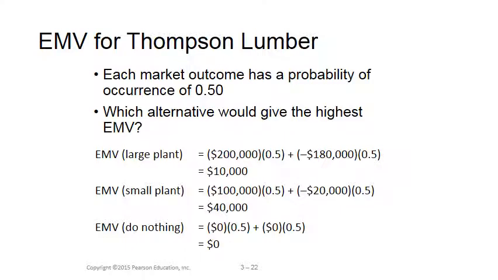Back to our Thomson lumber example, let's say there is a 50-50 chance for a particular state of nature. We multiply 0.5 times the payoff of the first state of nature, which is 200,000, and we add to that 0.5 times the second state of nature payoff, which is negative 180,000. We add the values together to get an EMV of 10,000 for the first alternative. We do this for each of our alternatives.